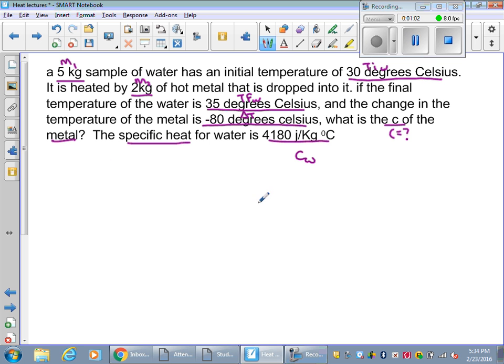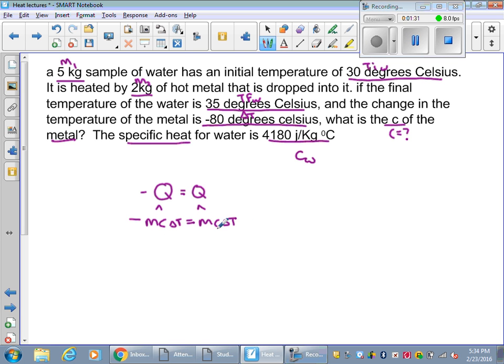Okay, so the way you're going to set this up is, remember from the lab, the negative Q of one object has to be equal to the positive Q of the other. In other words, if I lose heat, I have to gain it somewhere else. In this case, the hotter object is going to lose its heat energy, right? So that's going to be the metal, right? So I'm going to go ahead and expand this. Negative M C change in T, negative M C delta T, right? Has to be equal to the positive M C delta T of the water.